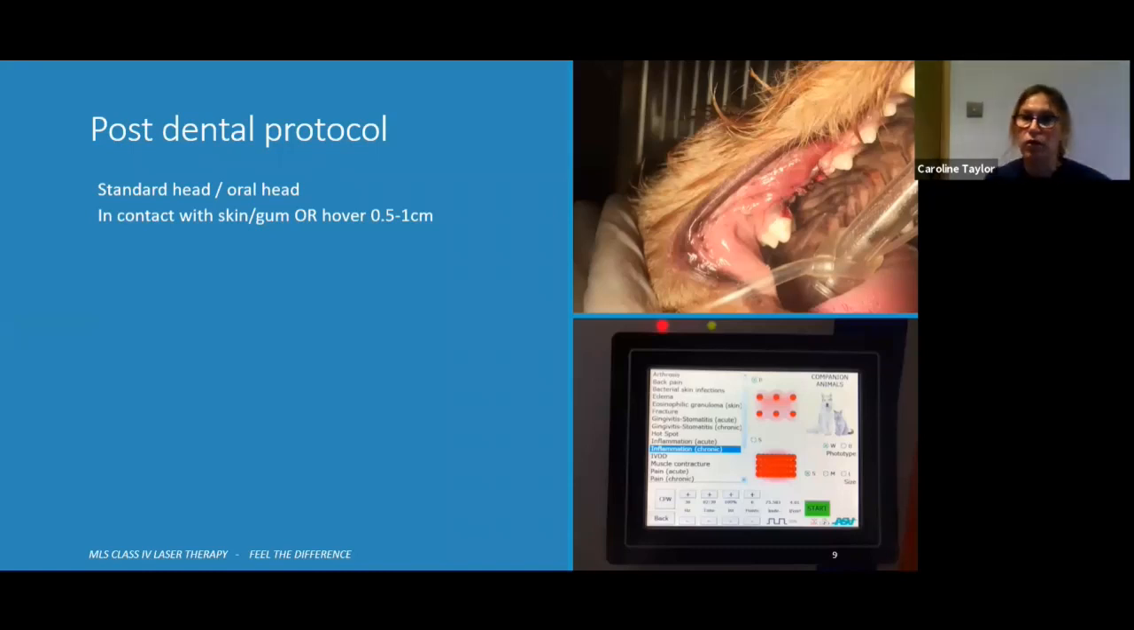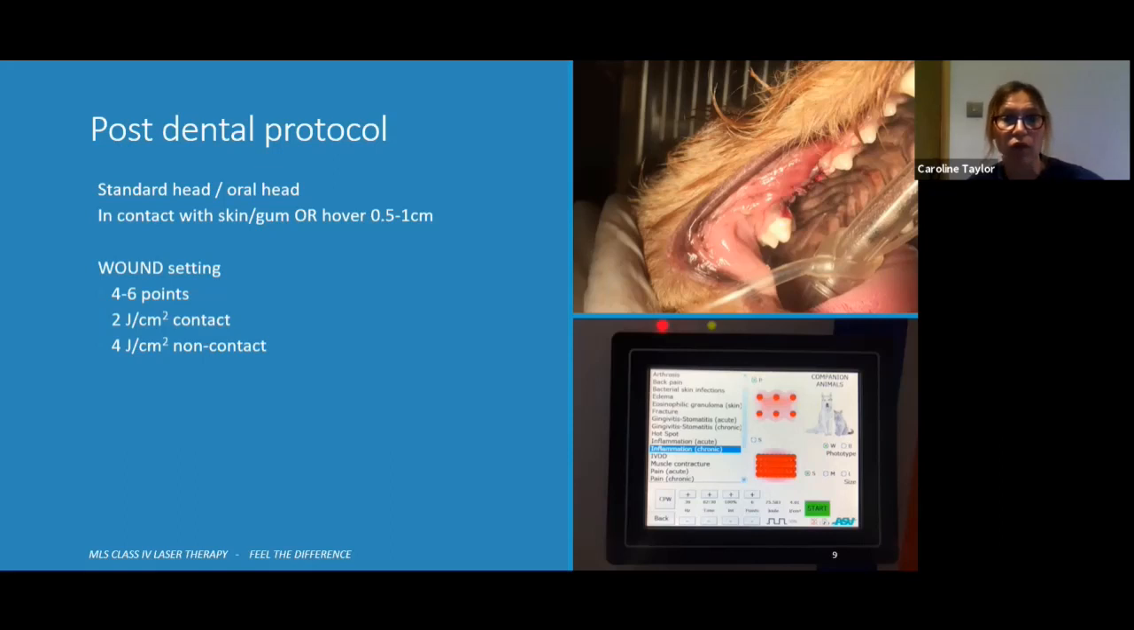We can do it, and I normally do it when the animal's still asleep, in contact with the skin and the gum, or I will sometimes hover over the skin, certainly a few millimeters away, to prevent any contamination of the head. I'll tend to use, depending on the size of the dog and the cat, 4 to 6 points, and it can be up to 2 joules per centimetre squared or 4 joules per centimetre squared, and this is for post-dental treatment, so post-tooth extraction, and I'll use it on the wound setting.